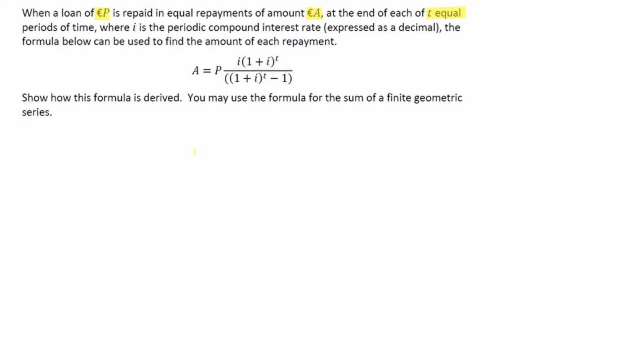end of T equal periods of time, I is the periodic compound interest rate expressed as a decimal. That's really important. The formula can be used to find the amount of each repayment. Show how this formula is derived, and you may use the formula of a sum of a finite geometric series. So what we have is we have a loan here. Okay, so this is your loan, and we've taken it out, and it's P.